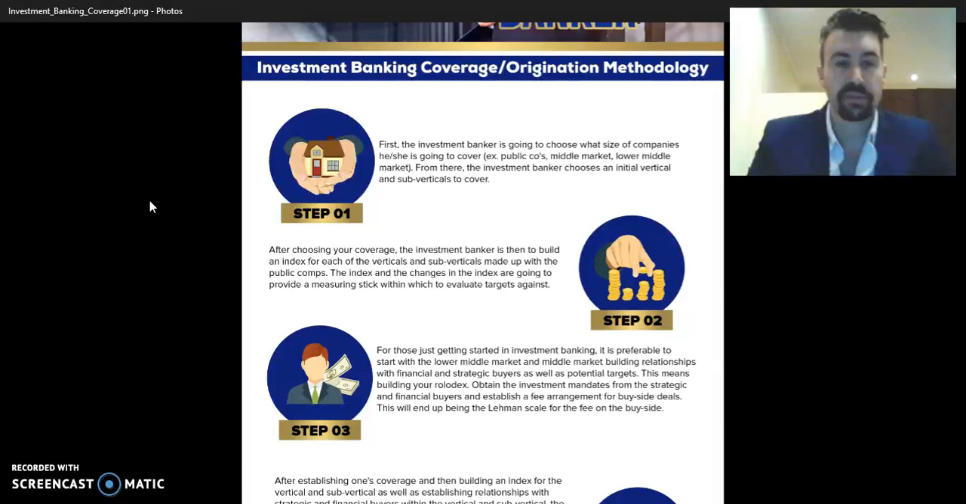In step 2, we're actually going to build an index associated with each one of the verticals and sub-verticals, which are going to be made up of public companies. The index and the changes in the index are going to provide a measuring stick within which to evaluate targets. And so we're going to evaluate targets' performance relative to an index in terms of revenues, EBITDA, and multiples. And that's going to be the basis of our advising on trends.